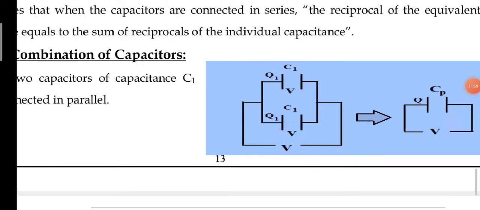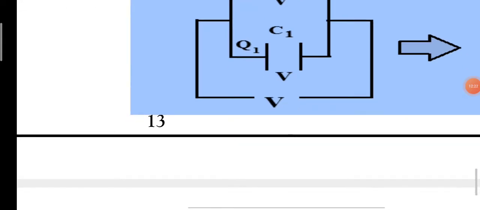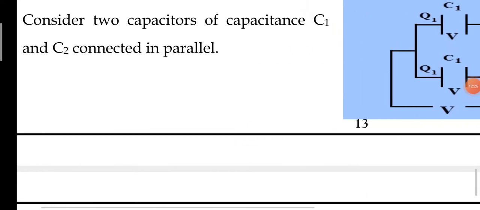So if the two capacitors are connected in parallel like this, Q1 and Q2 are shared. In C1, Q1 is there. C1 is wrongly printed here, you make it correct. The upper capacitor is C1 and the lower capacitor is C2. Near the upper capacitor, the charge is Q1. Near the lower capacitor, the charge is Q2. You make this correction in your material.